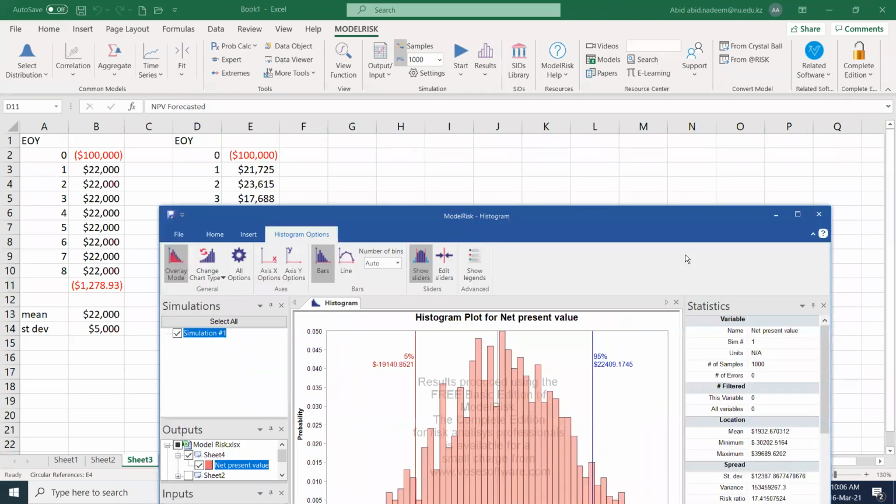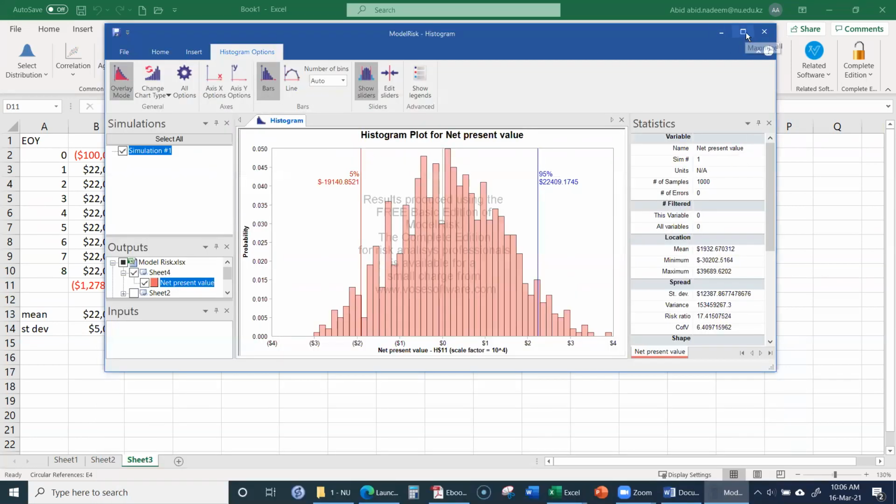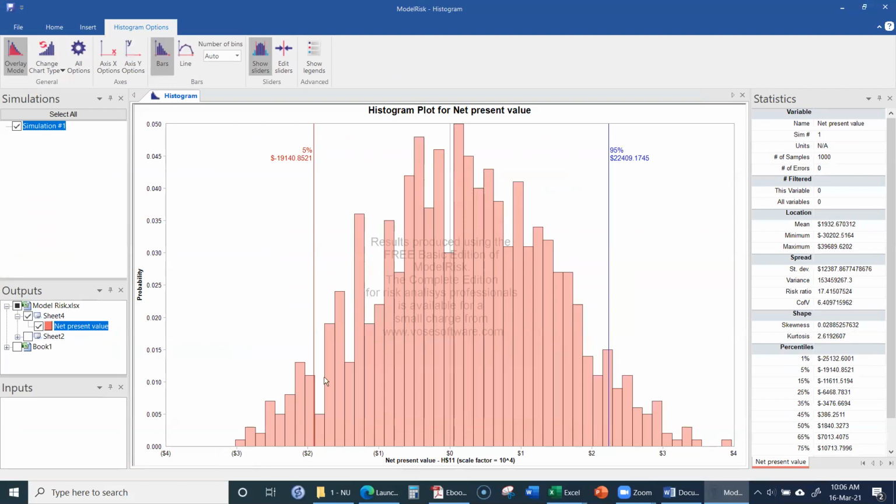So this was our output function. So this program will produce the results into our output function, which is the net present value. The program has plotted the net present value against the number of times it occurred in a range. For example, from the range of 2000 to 3000, from the range of 3000 to 4000. So how many times it has occurred.